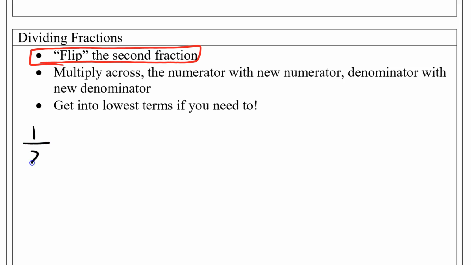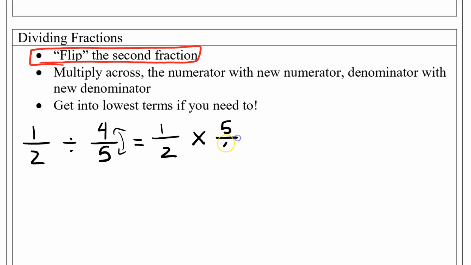So if I were just to say 1/2 divided by 4/5, I need to flip the second one. So then that becomes 1/2, and we change the operation between them to multiplication, times 5 over 4. 1 times 5 is 5. 2 times 4 is 8. This is in lowest terms. We're happy. So that's example 1.